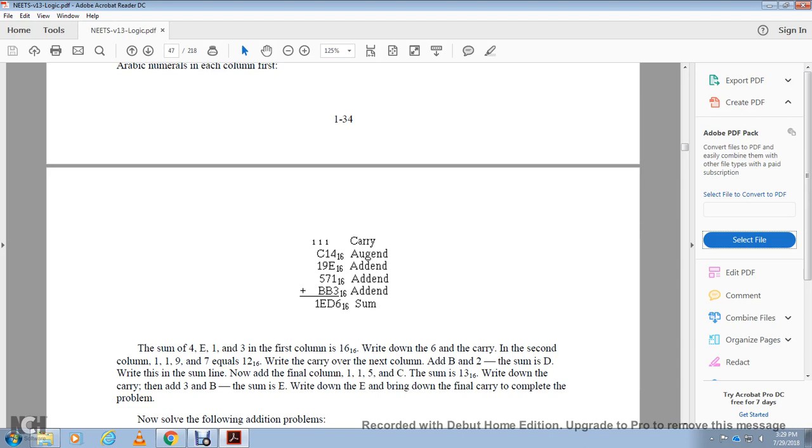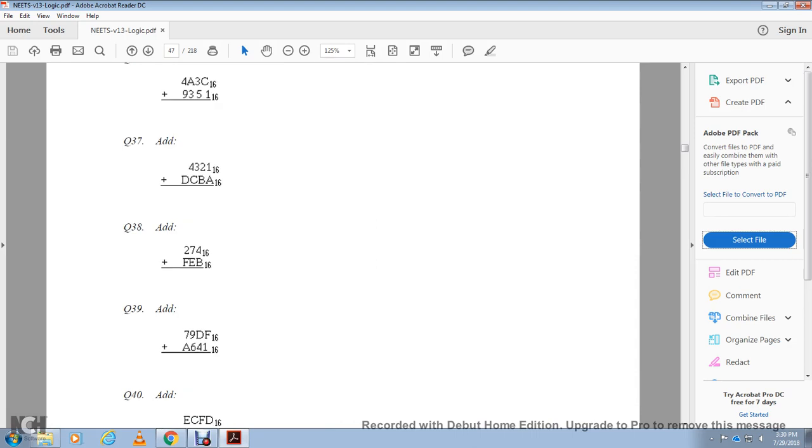12 to the 16 for the carry over the next column, add B and 2 for the sum of D. Write down the sum of the line. Now add the first column 1, 1, 5, then column C with the 13 in base 16. Write down the carry, add 3, and then B with the sum of the is E. Write down E, bring down the final carry, and complete the problem. Now solve the additional problems.